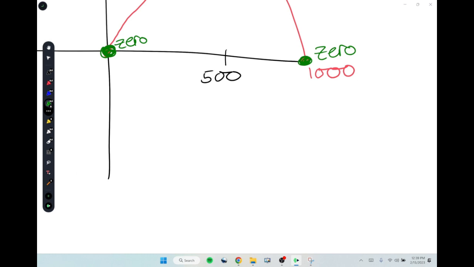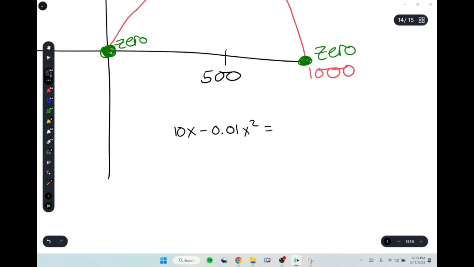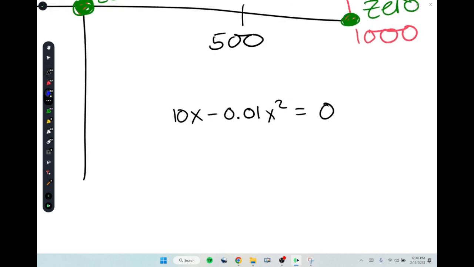How do we solve for a 0? Isn't it like x equals whatever? You take the equation and you set it equal to 0. I've forgotten the equation at this point. What's the equation? Oh, 10x minus 0.01x squared equals, you take the equation and you set it equal to 0, right? And then we solve. How do we solve this thing? Actually, one thing we should do first, because it looks easy.